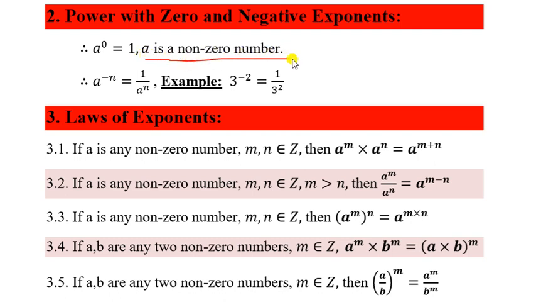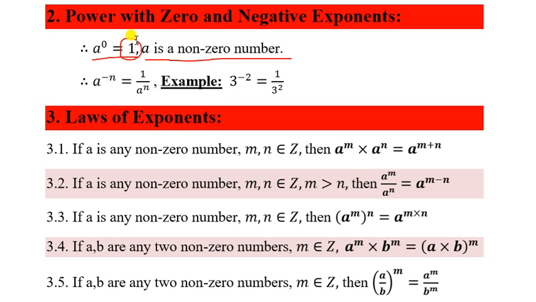We cannot write 0 to the power 0 is equal to 1. We should always take a non-zero number. Any non-zero number, if it is given with the power of 0, then the value will always be 1. Remember, this is very important. Any number, if it is present with power 0, then the value is always 1. Remember that.